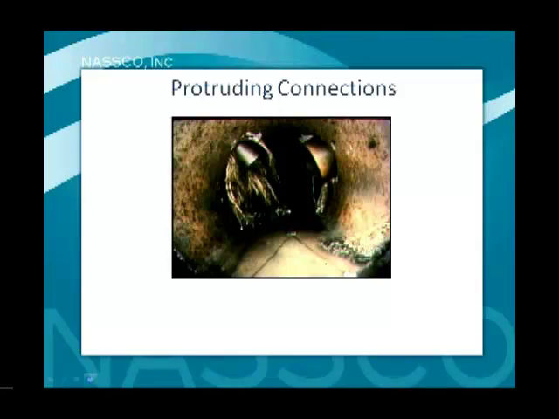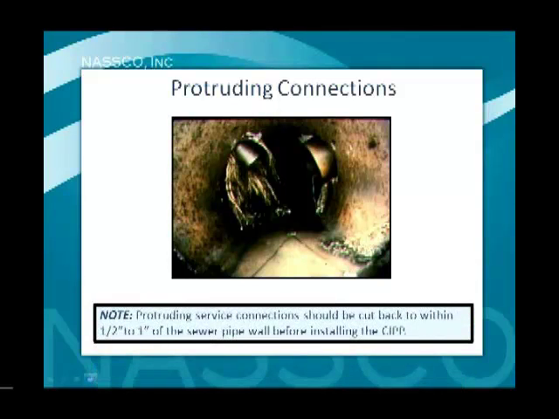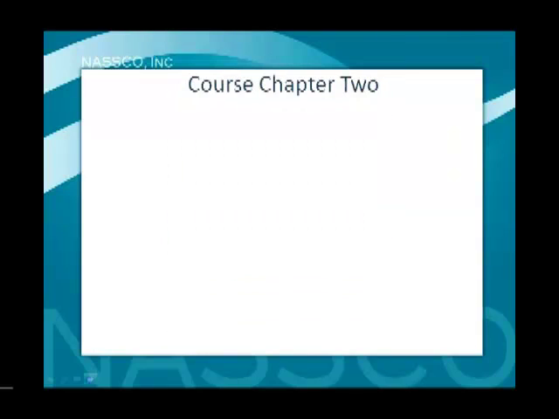And the final example that I'd like to show you from Chapter 1 is protruding connections. Protruding service connections should be cut back to within 1/2 to 1 inch of the sewer pipe wall before installing the CIPP. In the class, we go into great detail with the students about available technologies that are typically used for removing protruding connections before installing a CIPP. So as they require this of the installing contractor, they can be very comfortable at just how much effort they're putting on the contractor to do the job.